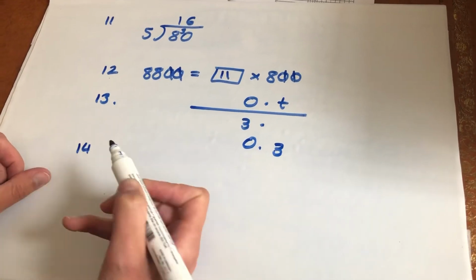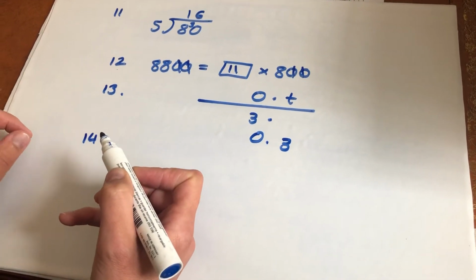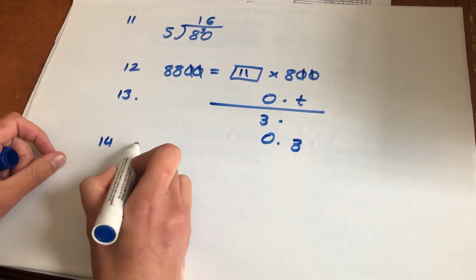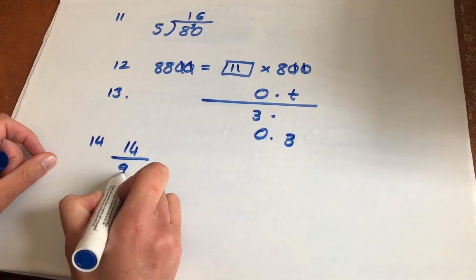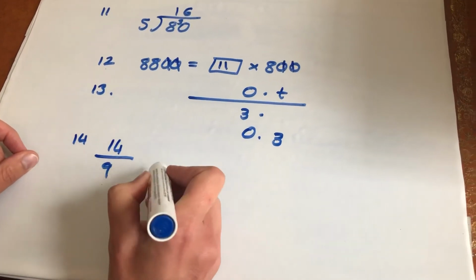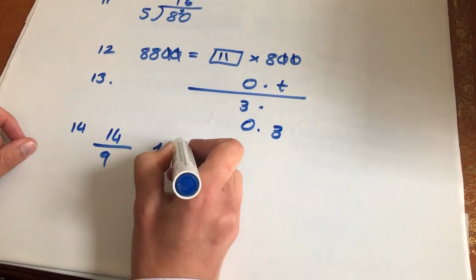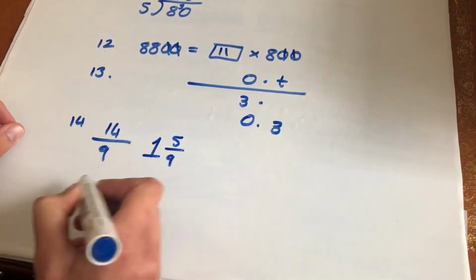Question 14. 8 ninths adds 6 ninths, so 8 adds 6 is 14, giving me 14 over 9. Or you could have written it as a mixed number fraction, 1 whole 1 and 5 ninths.